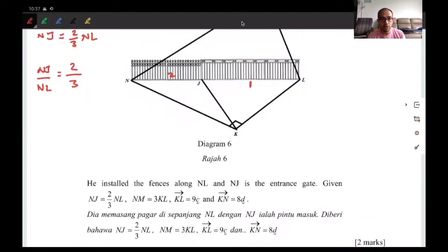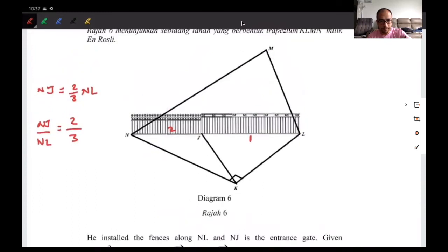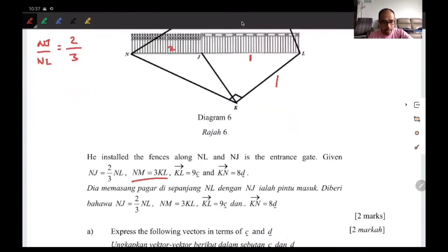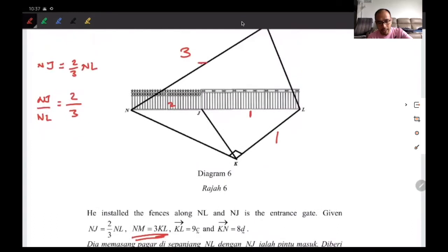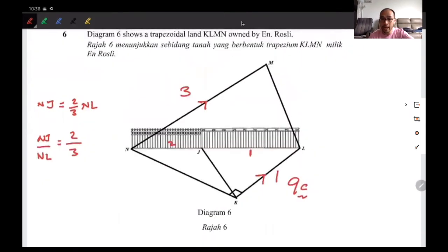NM is equal to 3KL. Let's put this. So KL is one part and NM is 3 times. Now this is very important. This tells me that NM and KL are parallel. One is one part and the next one is 3 times the other one. So if KL is 9 cm, I immediately know what NM is. It's 3 times, so 27 cm. And I'm going to rub this off so that it becomes clearer.